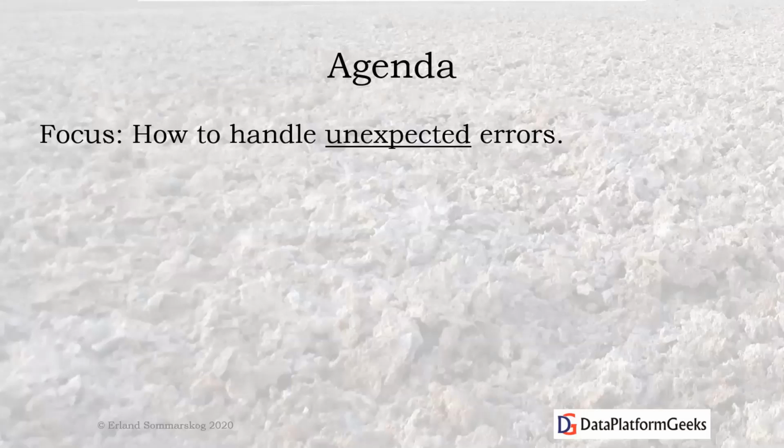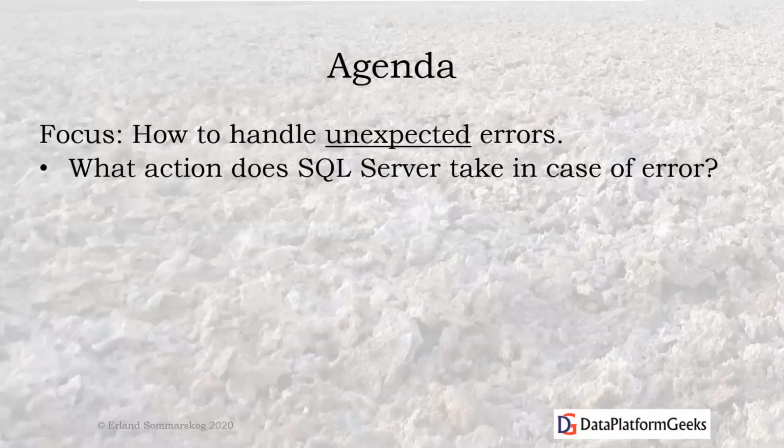That's unexpected errors, but time does not permit me to cover that, because if you don't know how to handle unexpected errors, then you can't handle the expected ones. So this is the basics. I would start by looking at what action SQL Server will take if there is an error in your code. Then we will look at how that is modified if we turn on the setting XACT_ABORT.